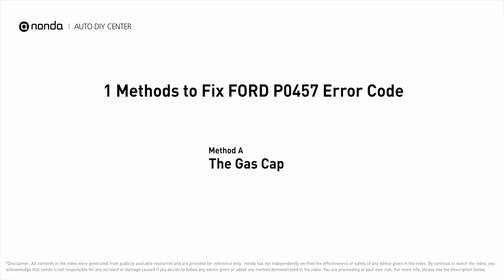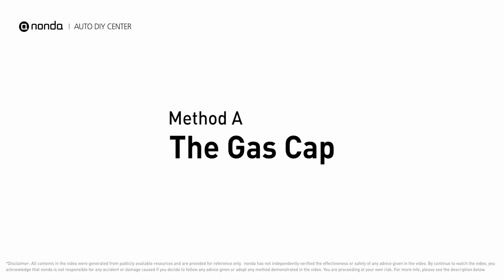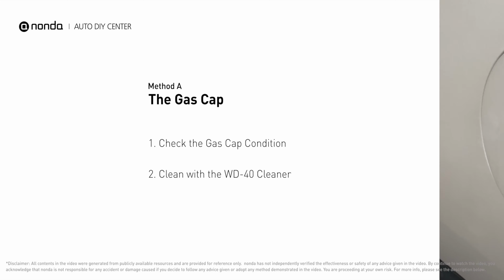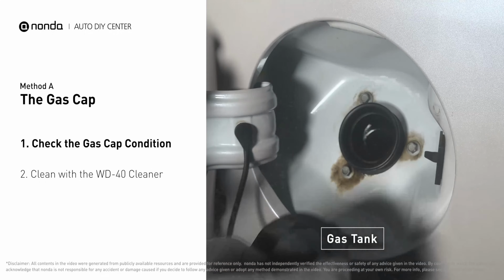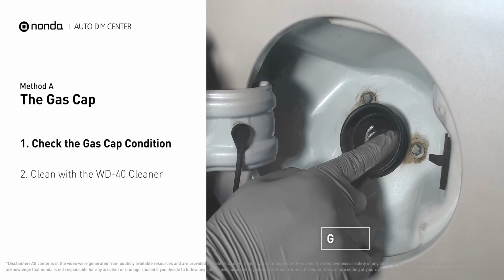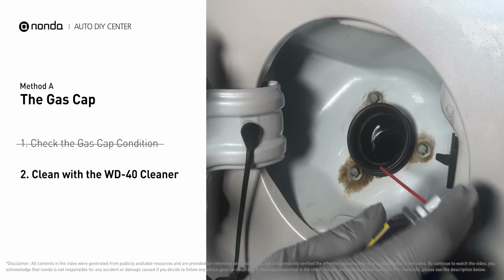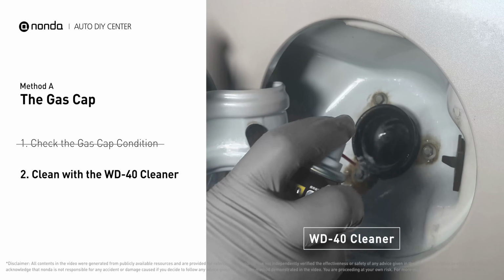Here is one of the most practical solutions to fix Ford's P0457 error code. Method A, the gas cap. Open up your gas tank and inspect the cap condition. Spray clean the gas tank with a WD-40 cleaner first.